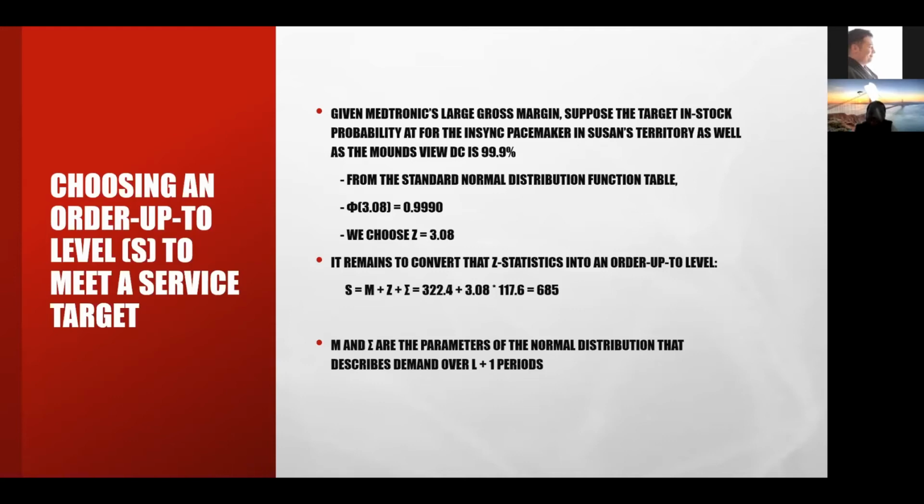If we choose Z to be 3.08, it remains to convert that statistic into an up to level, which will be mu plus Z times sigma, our standard deviation. We did all those calculations in the previous slide. So we have 685. Mu and sigma are the parameters for the normal distribution that describe demand over L plus 1 periods.